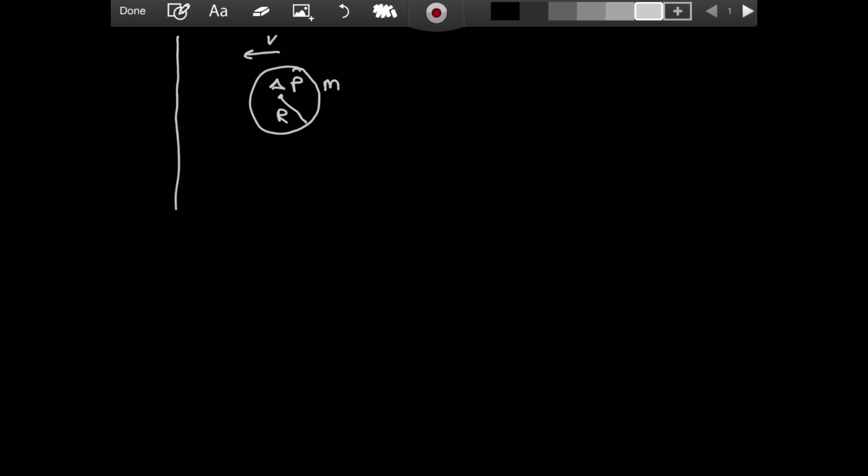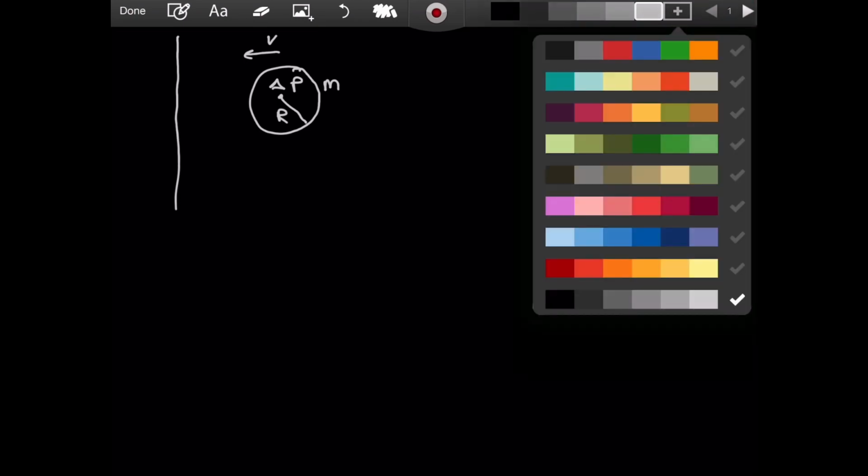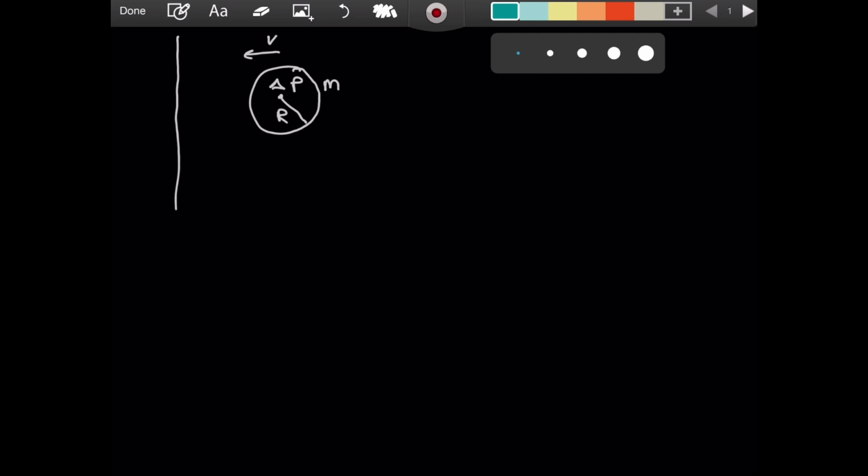Now this ball will hit the wall horizontally, so this distance is very small. I just zoomed in the picture so that we can better visualize what is going on. That means you can neglect the effects of gravity or any other force. There is only the force by the wall on our ball. So this will travel towards the wall, as I said, and it will hit the wall. Perhaps it will have a shape like this.